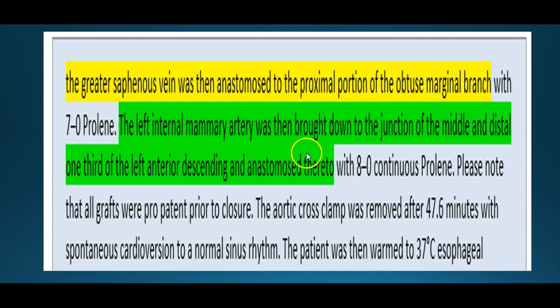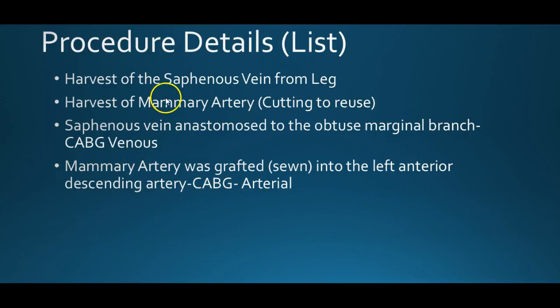So now I want you to get a pen and paper out, and we're going to look at the procedure details list so that all of this can make some sense to us. Here is the procedure details list. 1, he harvested or took a portion of the saphenous vein from the leg. 2, he harvested the mammary artery or cut it to reuse it because it's already at the heart, so he didn't have to take it out of the heart. He just took a portion of it and cut it off.